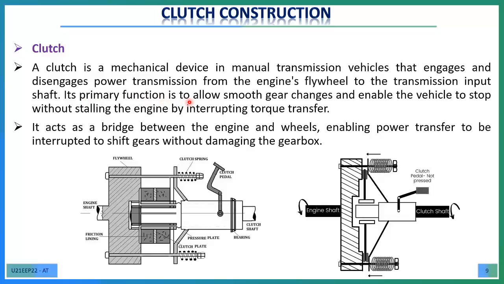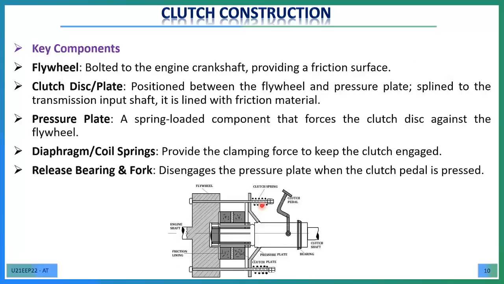Its primary function is to allow smooth gear changes and enable the vehicle to stop without stalling the engine by interrupting torque transfer. It basically acts as a bridge between the engine and wheel. So it enables power transfer to be interrupted to shift gears without damaging the gearbox. So this is the basic structure of the clutch. This shows the engine shaft and the clutch shaft, and how they will be engaged and disengaged. We will see that in the next slide.